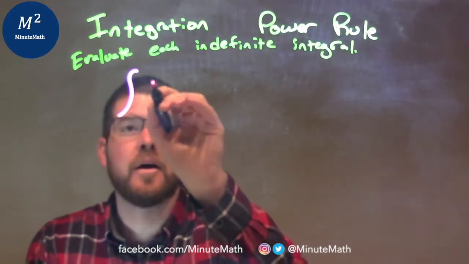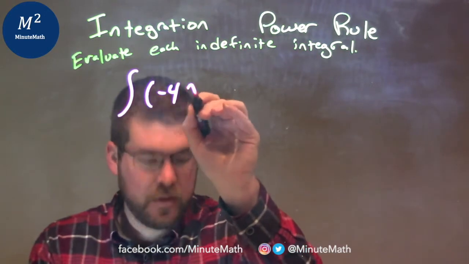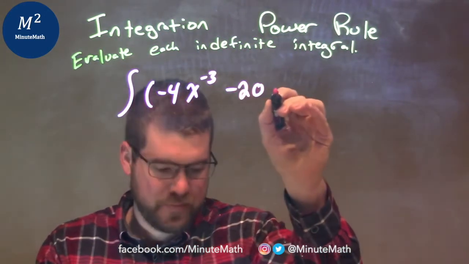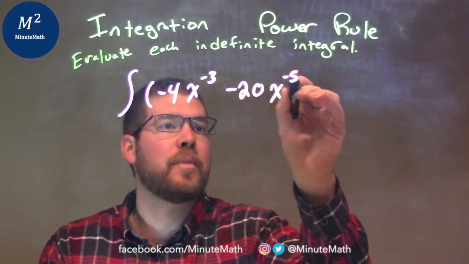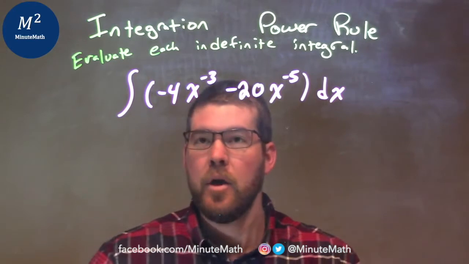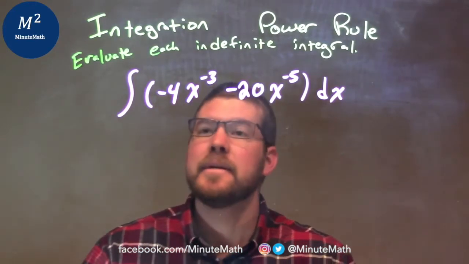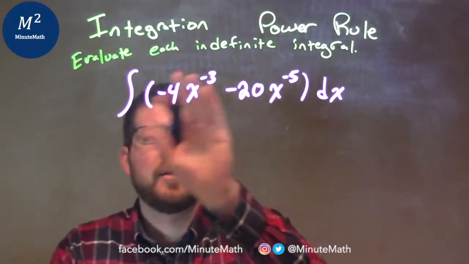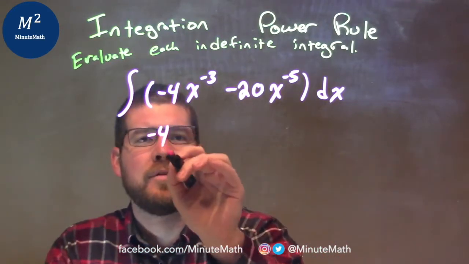The integral of negative 4 x to the negative 3rd power minus 20 x to the negative 5th power dx. Okay. Well, what I want to do here, and look at my power rule, right? Negative 4x to the negative 3rd. Well, I deal with that first part. Negative 4 constant stays up front.